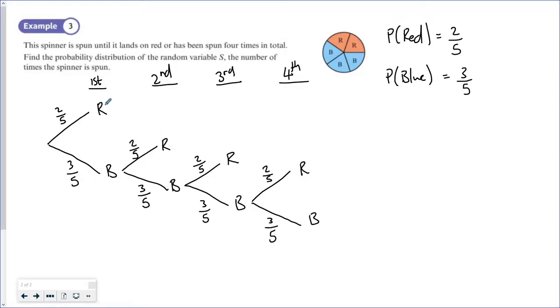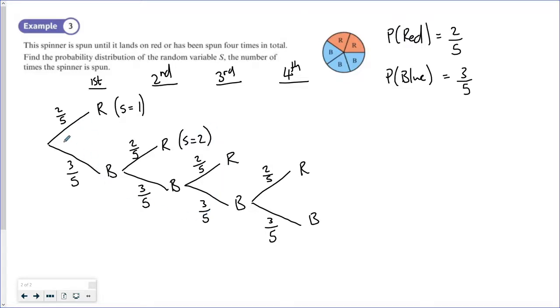And next to each outcome, let's write down what our random variable S would be. So S is the number of times the spinner is spun. So one of our possible outcomes was we just spun the spinner once and we got red the first time. In this case, we'd have S equal to 1 because we did 1 spin in total. Another outcome is that we spun blue and then we spun red and then we stopped. So here S would be 2 because we've spun the spinner twice.